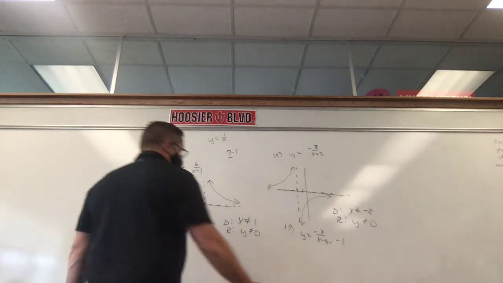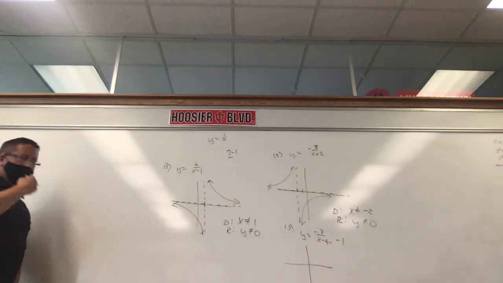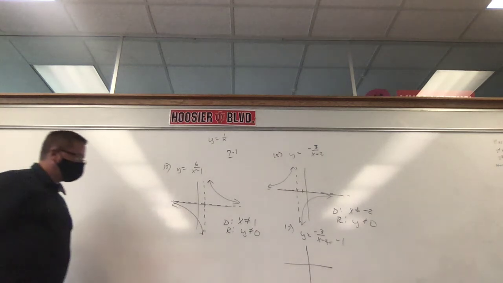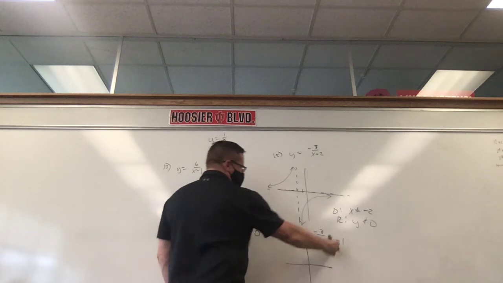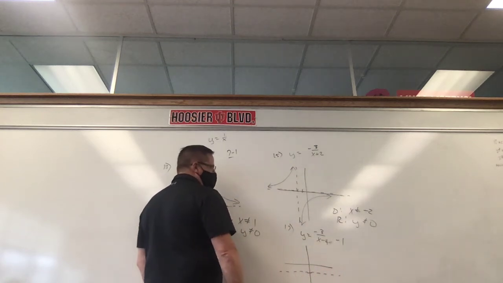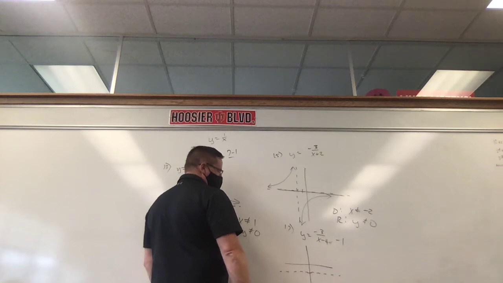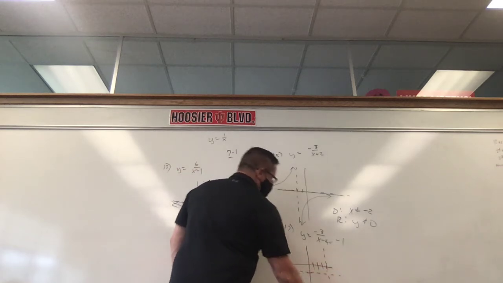Okay, so how about this one? What's that -1 going to do? Right, or up 1, or down. Down 1. Yeah, so down 1, draw your horizontal asymptote. How about the -4 with the x? Right 4. Draw your vertical asymptote.